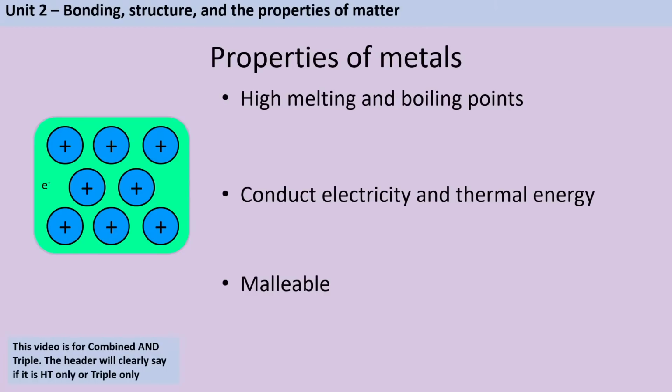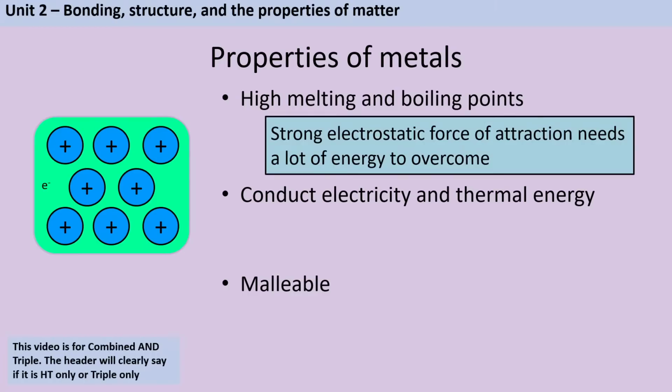Okay, so next we need to talk about why it is that these different metals have particular properties. So firstly, we're going to talk about why it is that they have high melting and boiling points. So we've just mentioned that there's this really strong electrostatic force of attraction between the positive ions and also the negative delocalized electrons, right? So that strong electrostatic force of attraction needs a lot of energy to overcome it, and that's why they have high melting and boiling points.